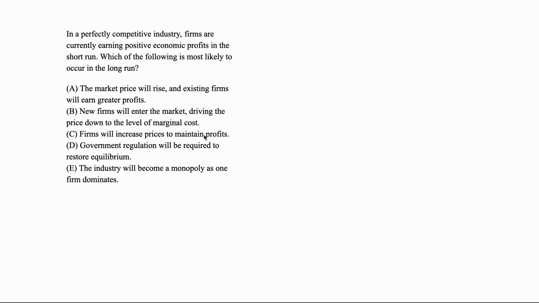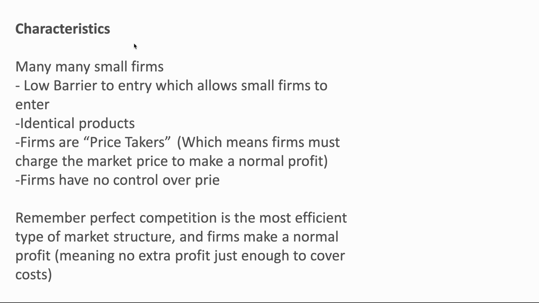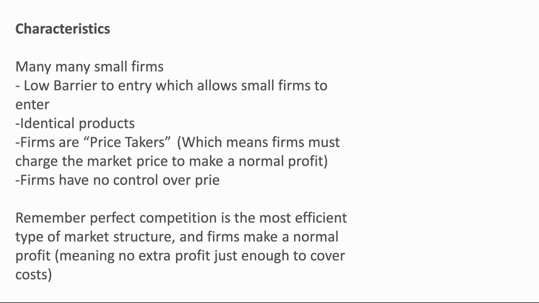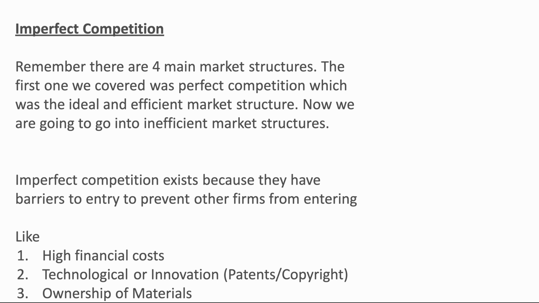C, firms will increase prices to maintain profits. Maybe. D, government regulation will be required to restore equilibrium. Not necessarily. E, the industry will become a monopoly as one firm dominates. That could definitely happen, but with perfect competition and low barriers to entry, no, that wouldn't happen. So the best answer here would be B, because with perfect competition, if you're making a little bit of profit, people are going to join in, and then boom, you're not making a profit.